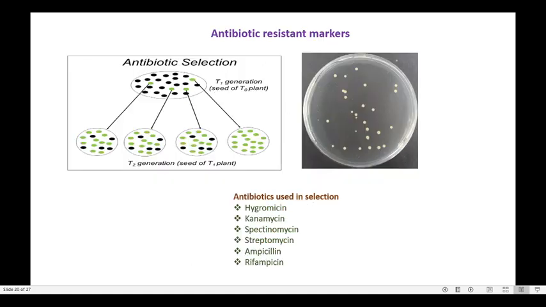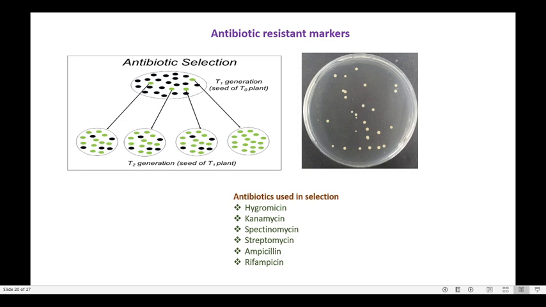The next one is the antibiotic resistance marker. This is another selectable marker, and it is commonly used. There are lots of antibiotics used, for example hygromycin, kanamycin, spectinomycin, streptomycin, ampicillin, and rifampicin, to select the transgenic plants or microbes. The antibiotic depends on the vector which we use. Each vector will have an antibiotic resistance gene.